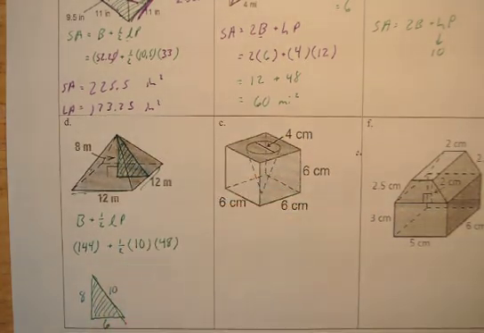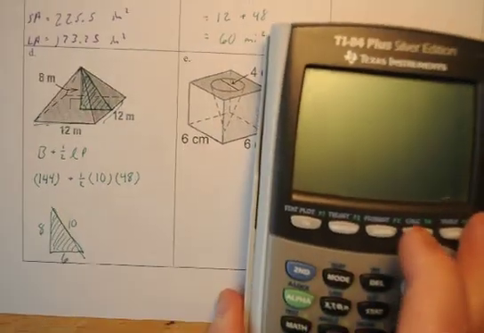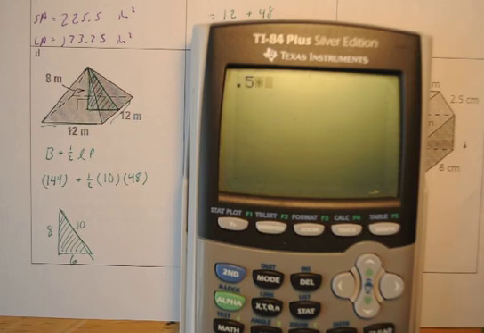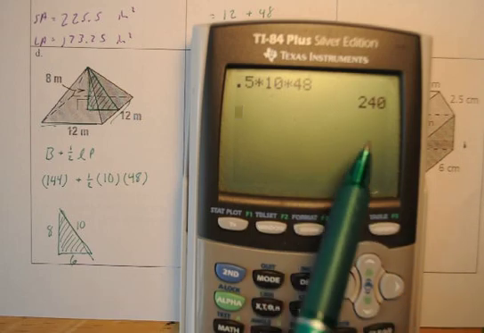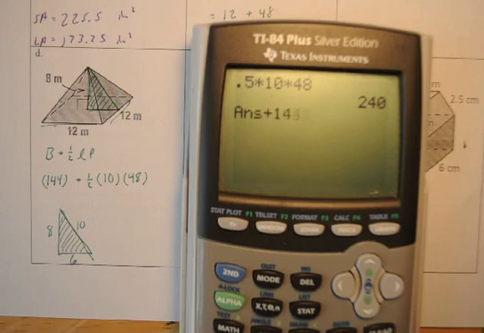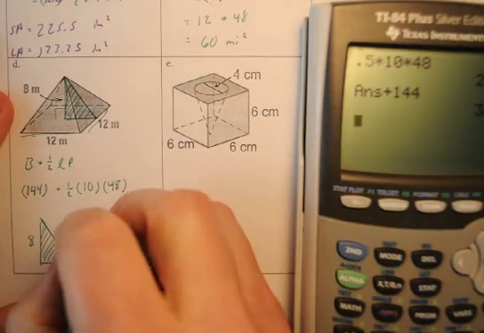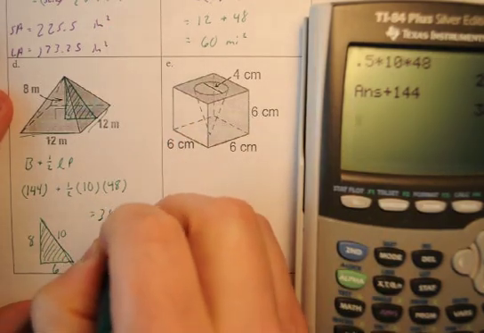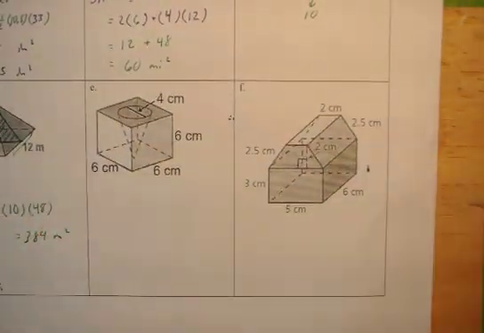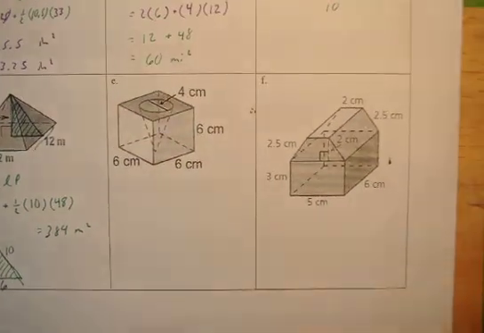Alright, so now we just plug that into our calculator and figure out what the answer is from there. 144. Oh, by the way, let me do 0.5 times 10 times 48. That is the lateral area. And when I add the base, I get the surface area. So 384 square meters.